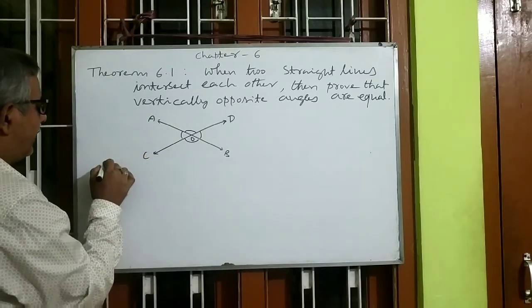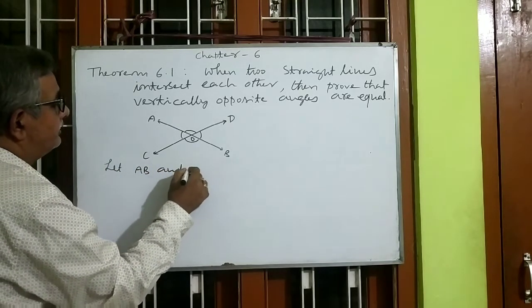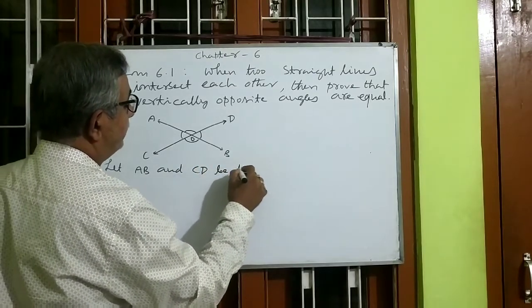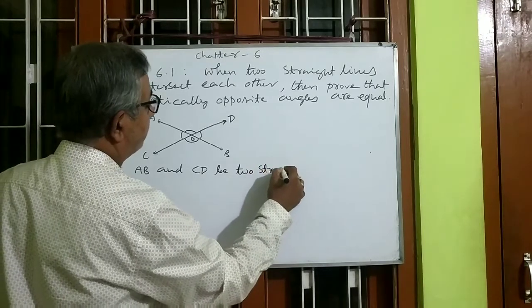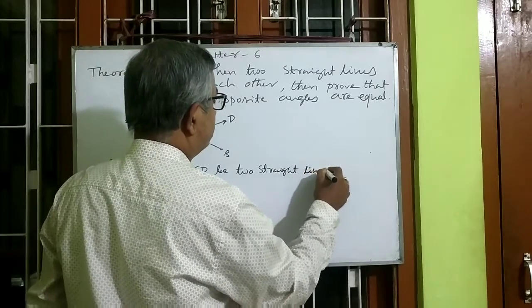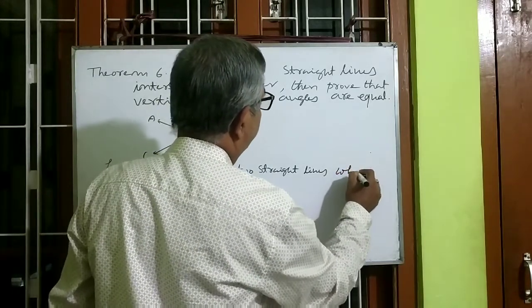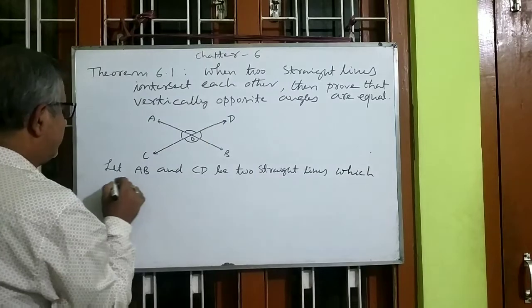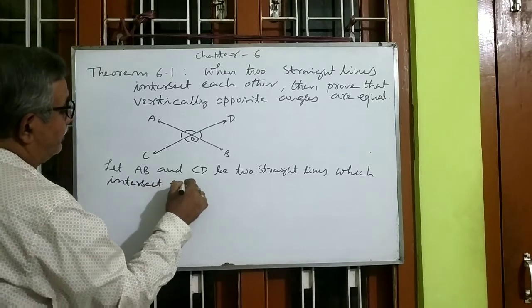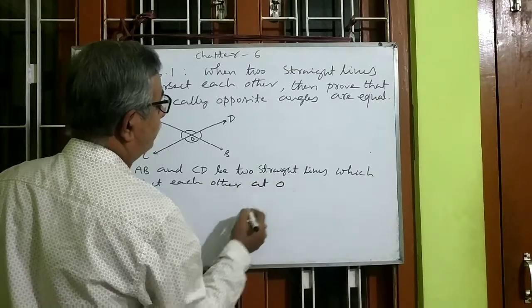After figure, let AB and CD be two straight lines which intersect each other at O.